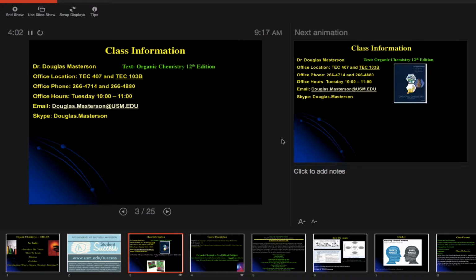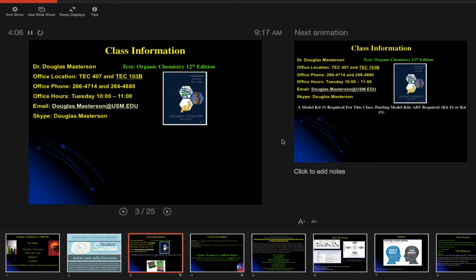The textbook for this class is Organic Chemistry, the 12th edition. It looks something like this. I have a copy on reserve in the library if you do not have a copy. If you have the older edition of the textbook, I'm fine with that, okay? But know that the problems in the textbook have changed a little bit, and you may need to go to the library and look up some of the problems in that particular edition just to make sure that you're working the right ones that I've assigned for your practice, okay?